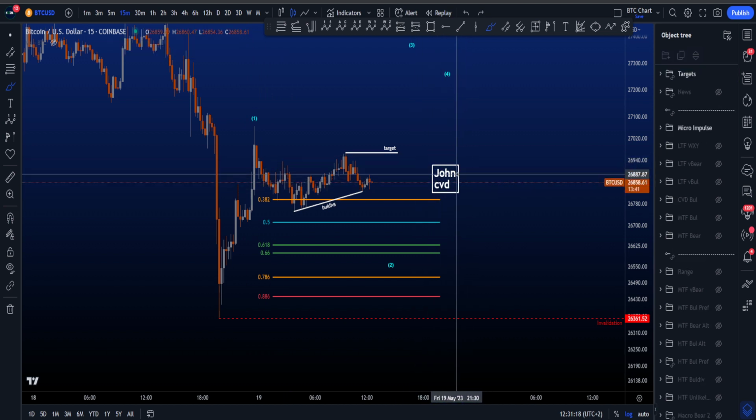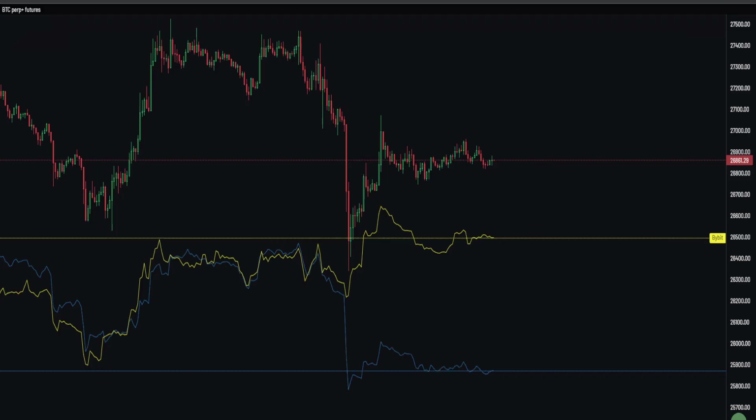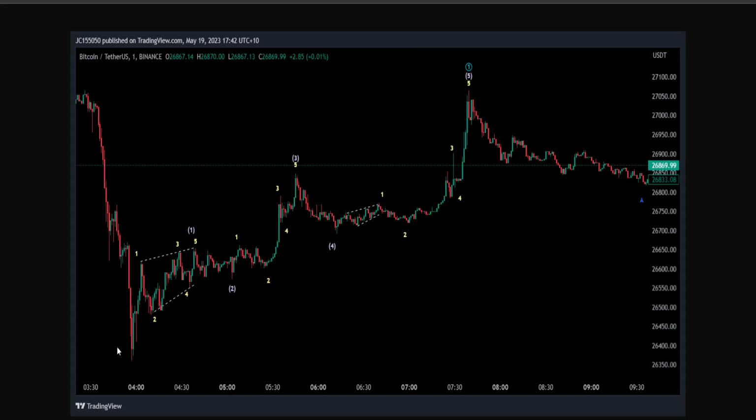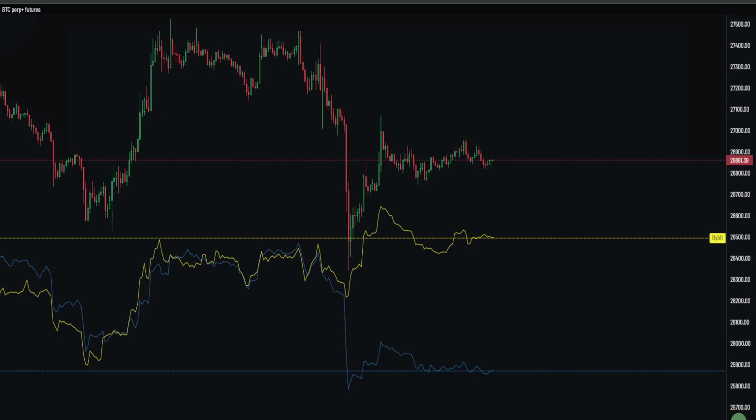When I woke up this morning, I always enjoy checking the Elliott Wave counts of John in the Discord group. You'll find him there. And he made this count over here from the low. So we're now looking at this structure over here, right? And he made this count.